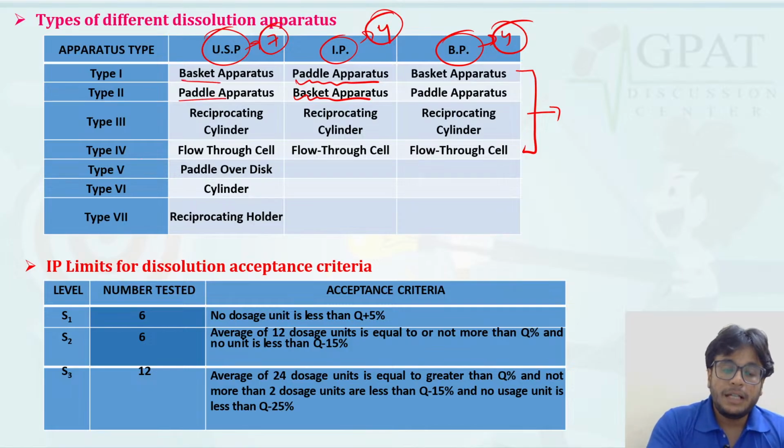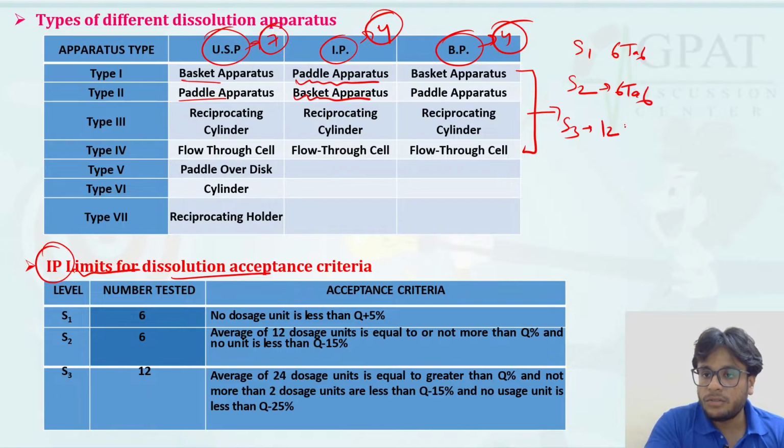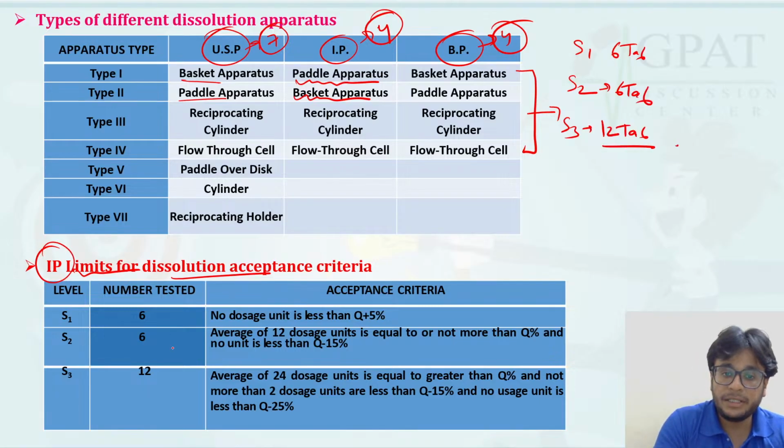So as per IP, what is the dissolution limit or acceptance criteria for a particular batch? For the level of sampling, we have to take 3 samples, S1, S2 and S3. In the first sample we take 6 tablets, in the second 6 tablets, but in the third we take 12 tablets. Acceptance criteria for sample 1, where we take 6 tablets: no unit dosage form should release its content greater than 5%.